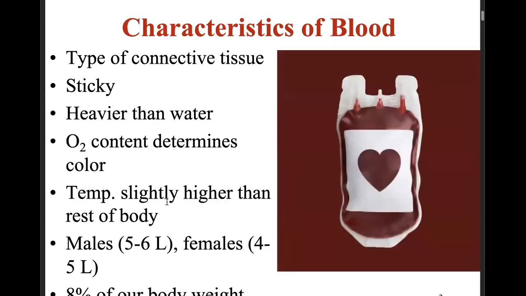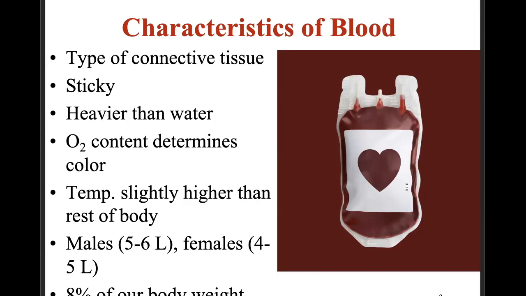Now let's move on. This time we're going to talk about the characteristics of blood. I know you're well aware of this one. You've seen this one because you have it. It is a type of connective tissue. The consistency is sticky and it is heavier than water. The O2 content determines the color of the blood. If it has less oxygen or a normal oxygen level, the color varies. Temperature is slightly higher than the rest of the body.